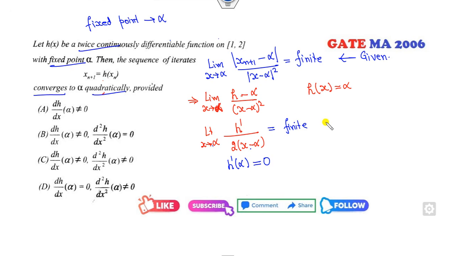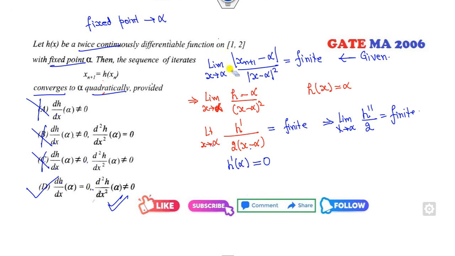Then again apply L'Hopital's rule, limit x approaches alpha, h''(x) over 2. Now when will it be finite? So h'(alpha) will be 0. That is the required answer of this problem.